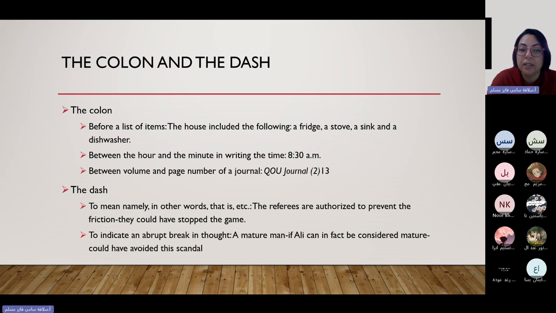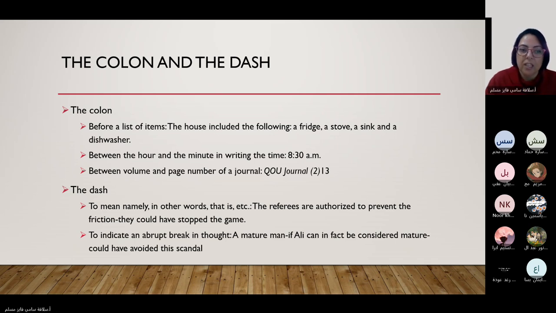هاي المقصود فيها. The referees are authorized to prevent the friction, بنحط dash, they could have stopped the game. يعني, in other words, because they have the authorization to prevent the friction, they could have stopped the game. إذا بدنا نشيل الداش, the referees are authorized to prevent the friction because, or in other words, that is, they could have stopped the game.